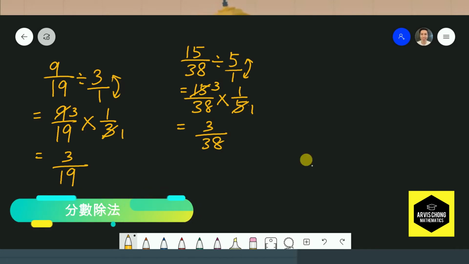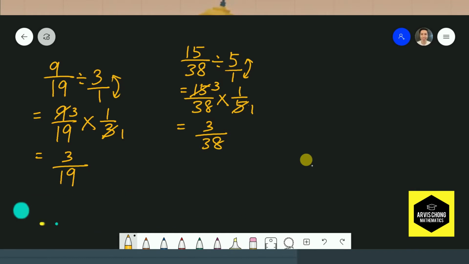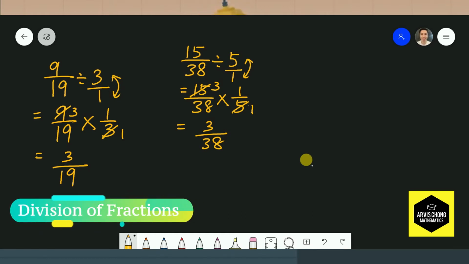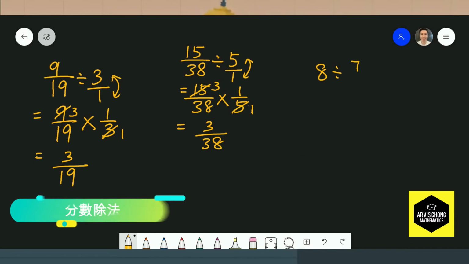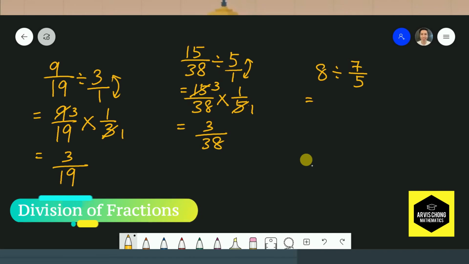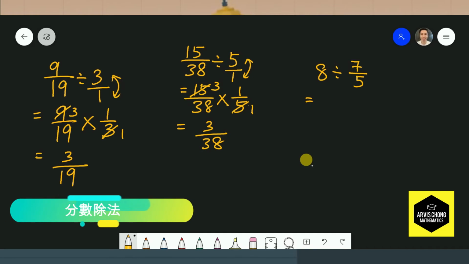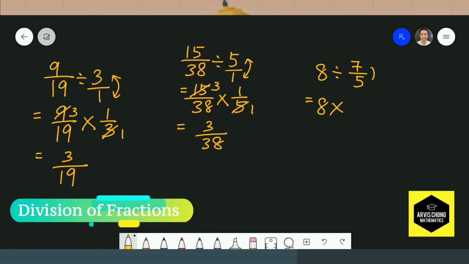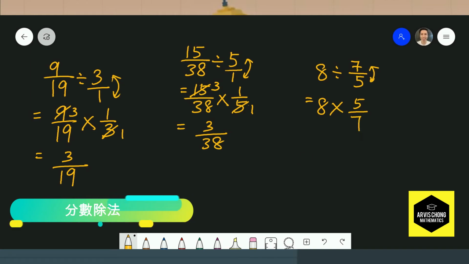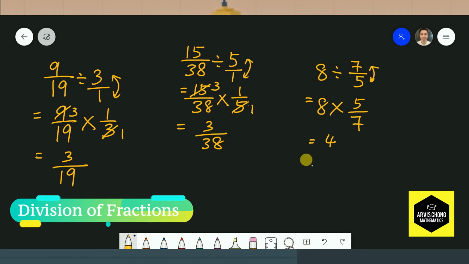And the next example: what if the whole number is in front? Let's say for example 8 divided by 7 over 5. For this case, you don't write 8 as 8 over 1, no. We need to change the fraction at the back. So here we'll get 8 times, then this fraction we change upside down, so here will become 5 over 7. And then the answer is 8 times 5 is 40, over 1 times 7 is 7.